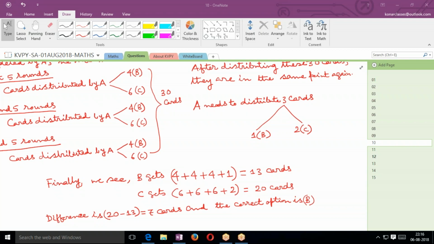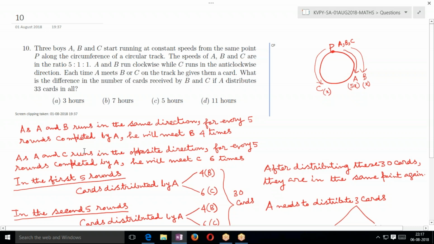So in the first 5 rounds, why do you take 5 rounds? That is a very valid question you can ask. Why it is 5 rounds is because the ratio of their uniform speeds is 5:1:1. That's why it is better to take 5 as a whole number, so that it is easy to compute this conclusion: for every 5 rounds completed by A, he will meet B 4 times. You can take other rounds also, but then the computation could have been a little difficult.